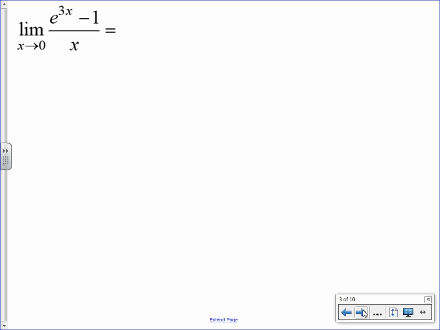Okay, so when we do direct substitution, what do we get in the numerator? Denominator? Okay, well that's an indeterminate form. Can we apply L'Hopital's rule? Yeah. If you get 1 over 0, you get 1 minus 1. E to the 0 is 1. Minus 1 is 0.